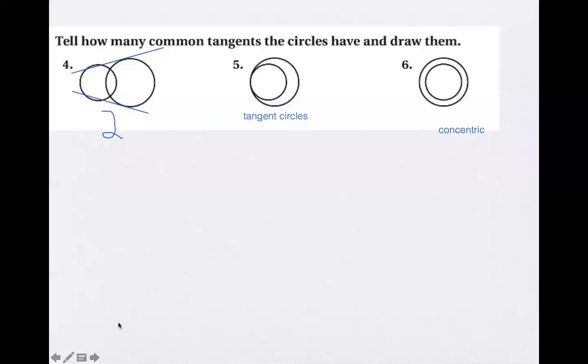So let's go ahead and draw how many tangents we have here. We would only have 1. That's the only way for you to hit both circles at the same time. And then number 6, if they're concentric, the circles aren't touching each other, and there's no way for me to draw a line from one circle to the next without going through it. So this one would have 0. This would have 0 common tangents.